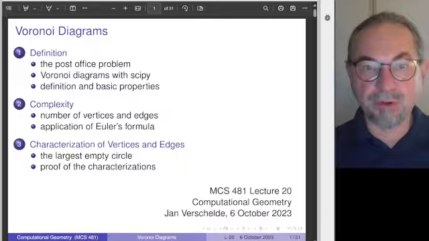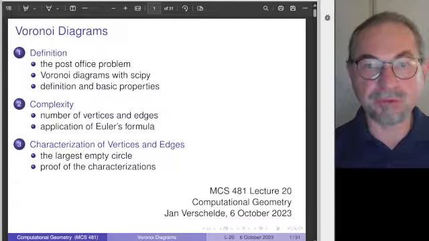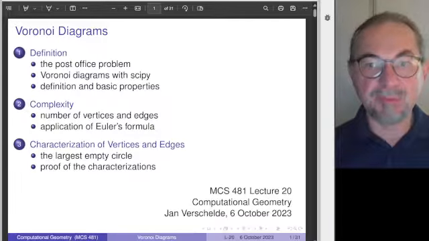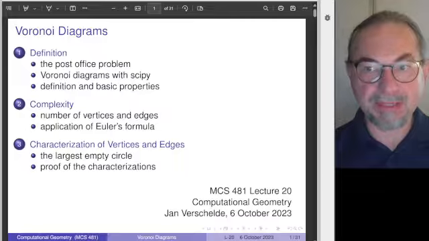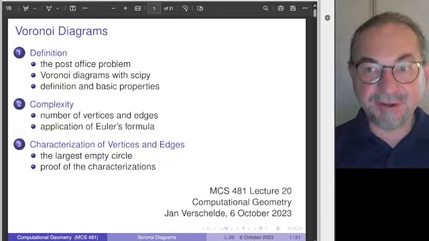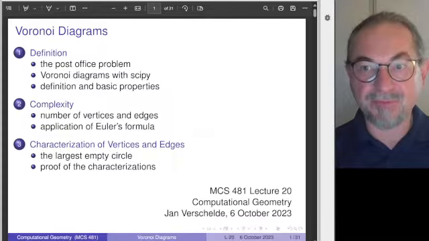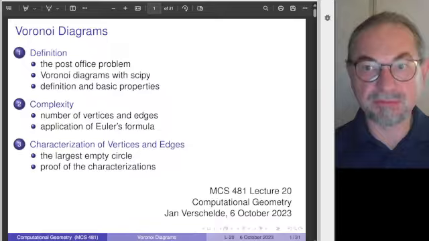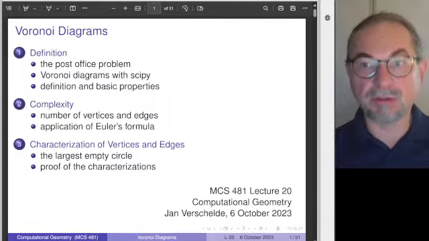Today we will define what a Voronoi diagram is, what the basic properties are, and we will prove statements on the complexity. In particular, that the Voronoi diagram for n points has a linear complexity, linear in the number of points. And that will make possible an n log n algorithm, which we will see next time.